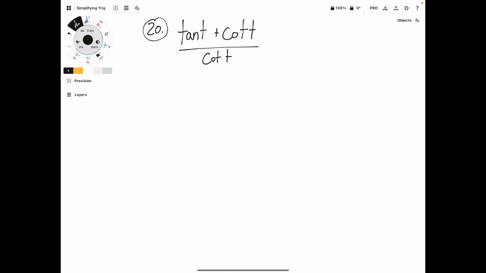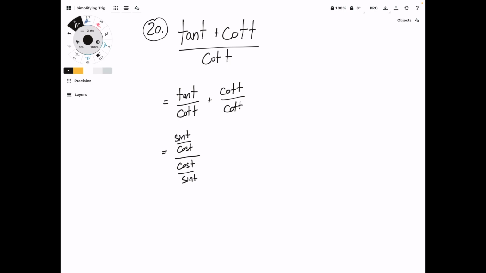For question 20, we have tangent t plus cotangent t over cotangent t. So what I'm going to do first is break this up into two separate expressions, tangent t over cotangent t plus cotangent t over cotangent t. Then we're going to rewrite this first part in terms of sine and cosine. Sine of t over cosine t, which is tangent. Cotangent is the opposite, cosine t over sine of t.